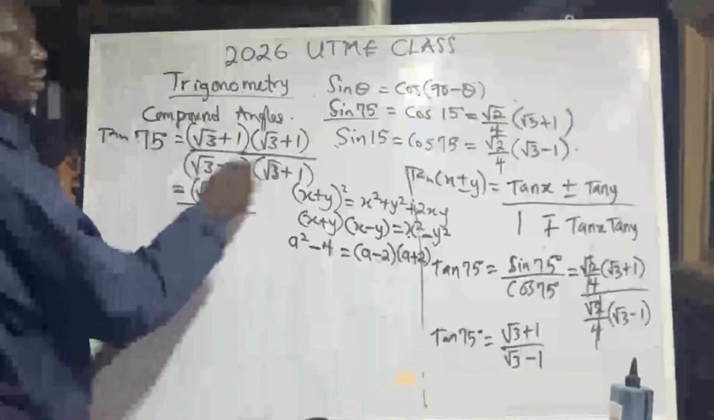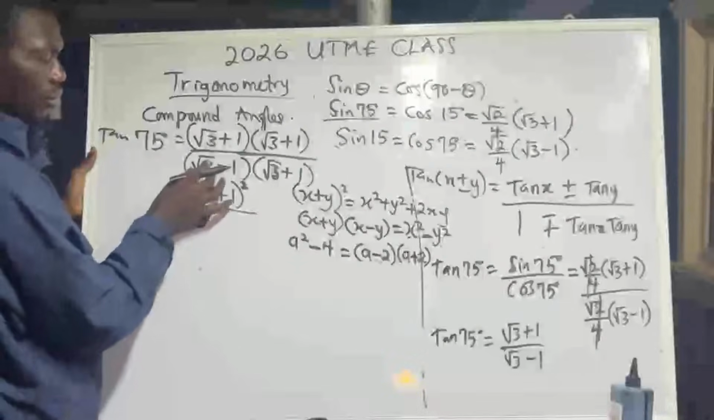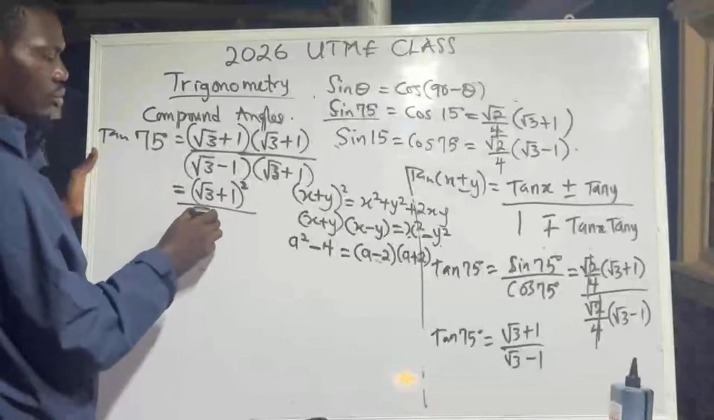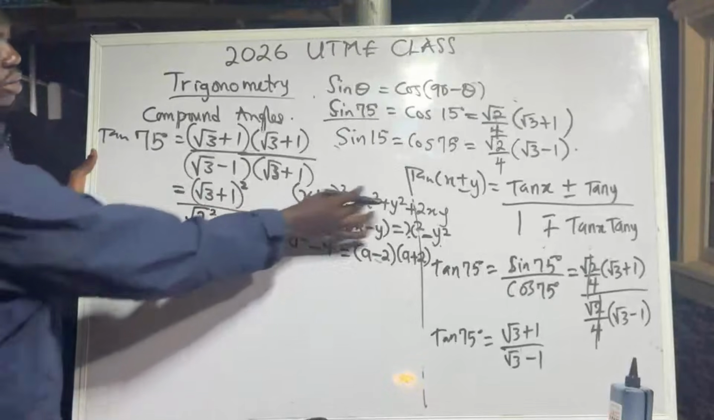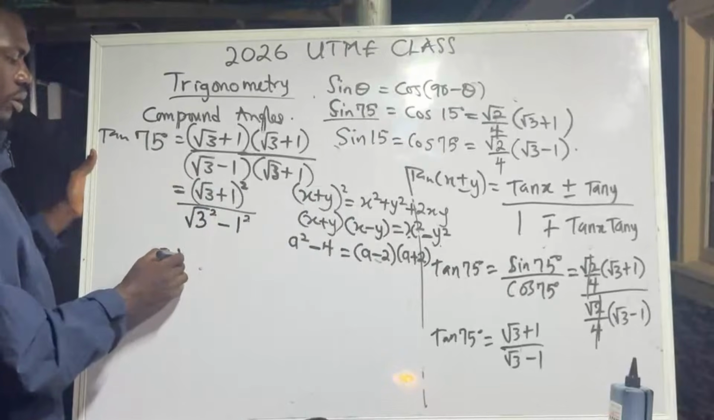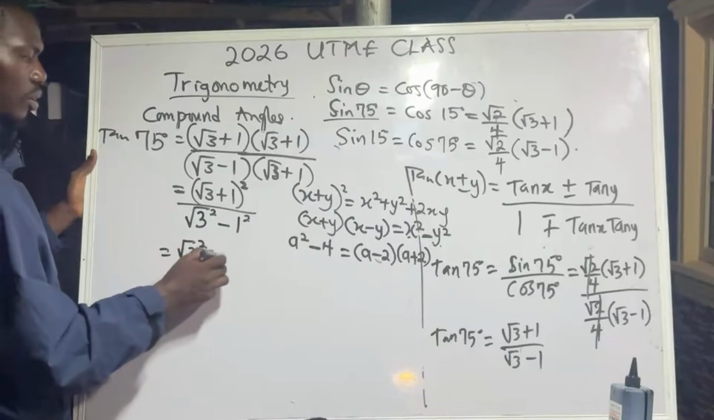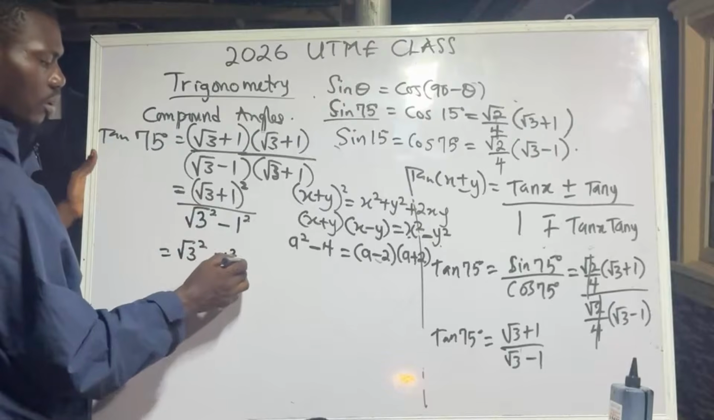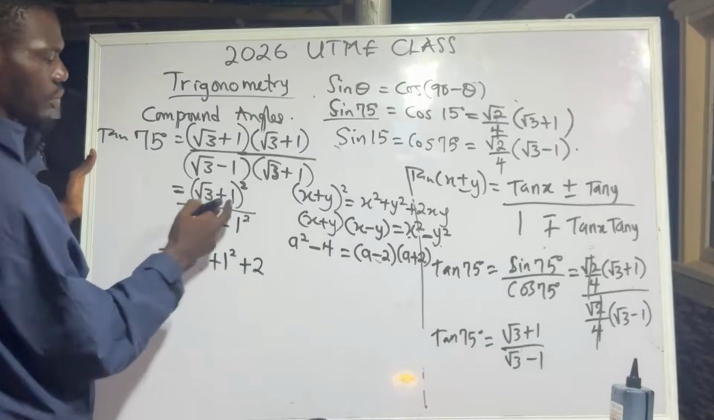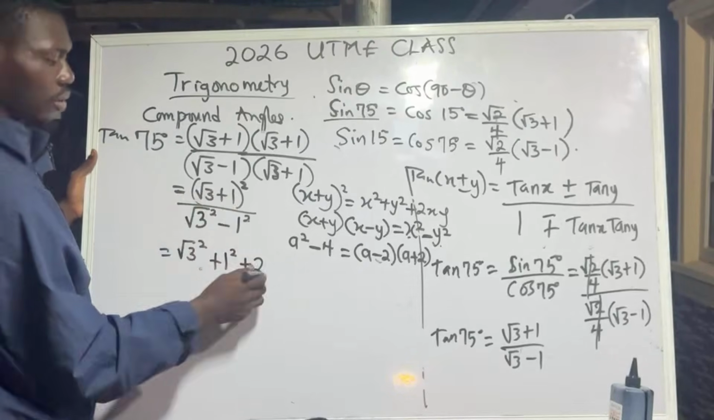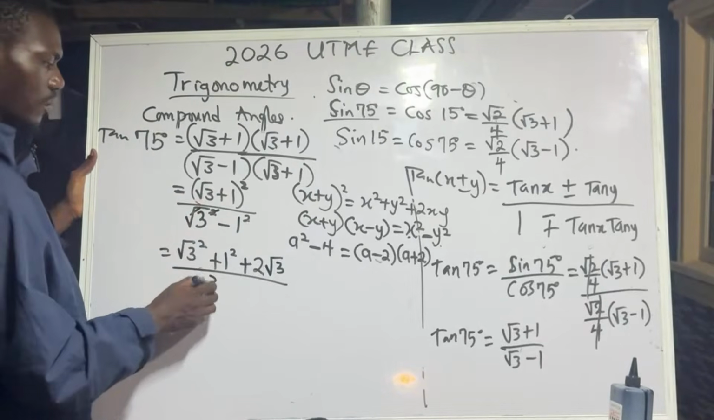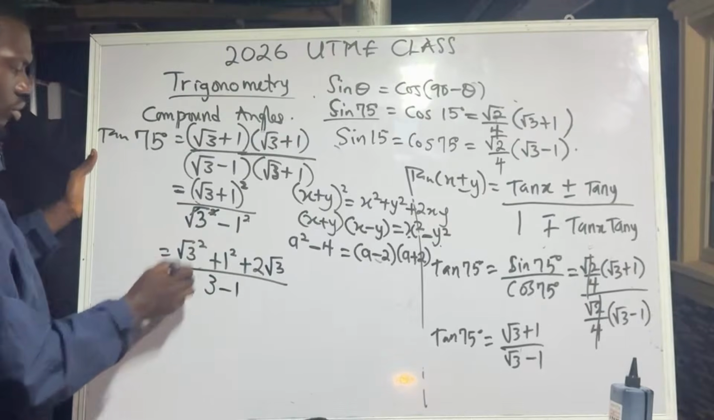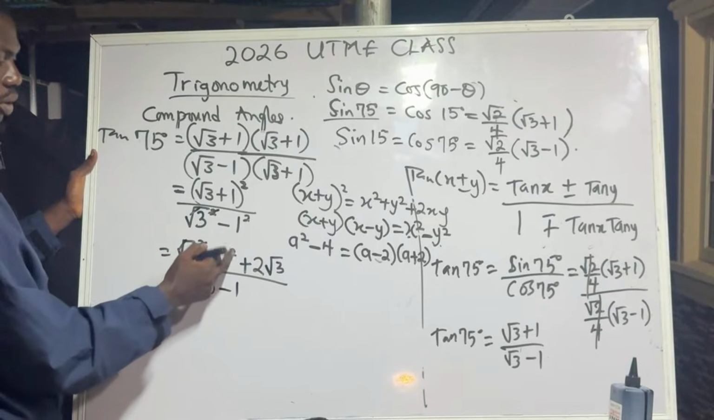So this one here is the perfect square, that will be 3, the square of the first one: 3 squared minus 1 squared. And to expand this, I will use this concept here: the square of the first one, that's 3 squared, plus the square of the second one, that's 1 squared, plus 2 times the product. The product of 3 and 1 is what? 3. Over this one, cancel this. You have 3 minus 1. So this cancels this as well.